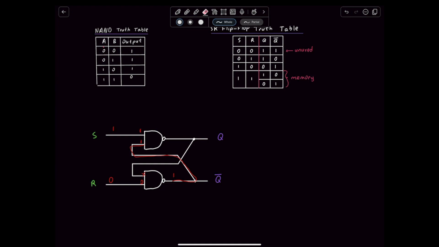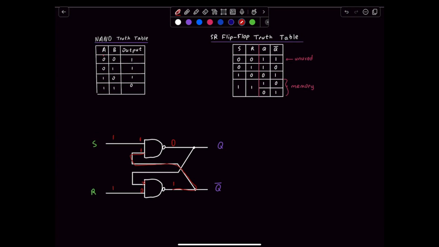Now that was the easy part. Let's now conceptualize what happens when we turn R to 1 as well, because remember, from the truth table of the SR flip-flop, when S and R are complementary, when they're different, so let's say it's 0, 1 and 1, 0. In that case, when S is 0 and R is 1, Q is 1 and Q bar is 0. When S is 1 and R is 0, Q is 0 and Q bar is 1.